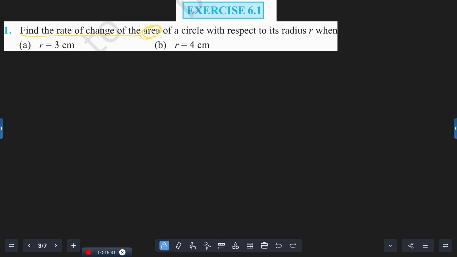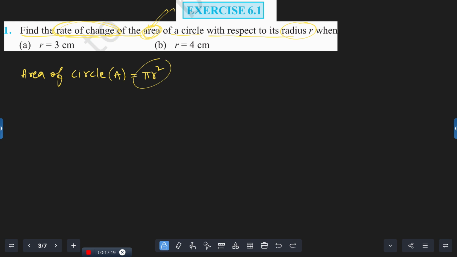First question, listen. Rate of change of area, so area we have to differentiate. Very important: the word rate of change means we differentiate the quantity they mention, which is area. Which area? Next line, circle. Area of a circle, A, is equal to pi r square, with respect to its radius r.